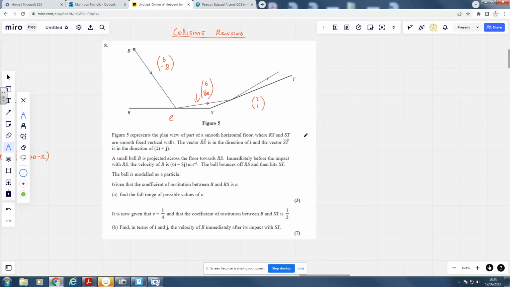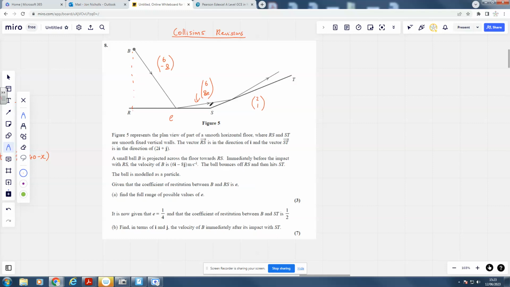To find the range of possible values of E, you've got to realize that this vector here, which is 6, 8E, whatever E is, because you just multiply by E the direction perpendicular to the plane, ignoring the sign because you're going to make the sign positive, sorry, because it's bouncing up. But it's just like the ratio between that bit and that bit, isn't it? So if I times this by E, I should have the velocity component for J after the first impact.